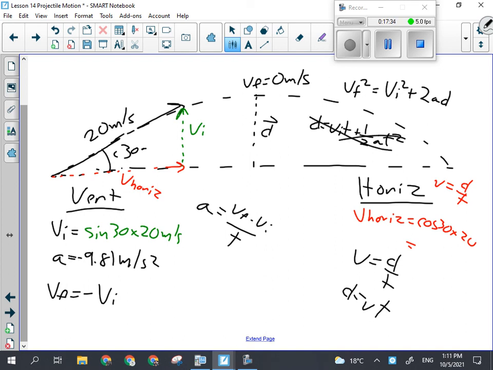If you do it this way, you don't have to use time at all. Just use A and D, which you already have. Okay? So that's how those are going to set up. We're going to work through a whole bunch like that. Okay? But first, we're going to watch some videos about projectile motion.